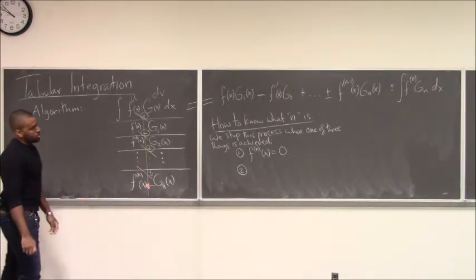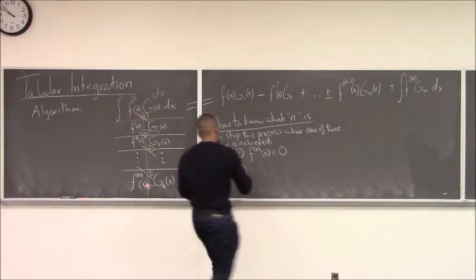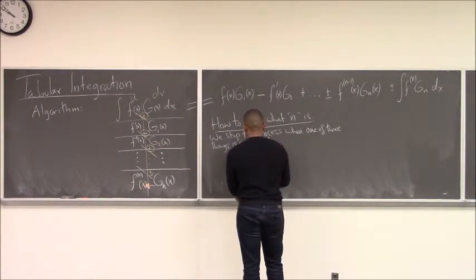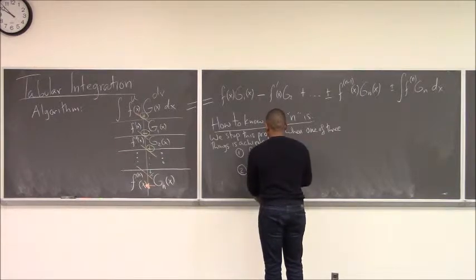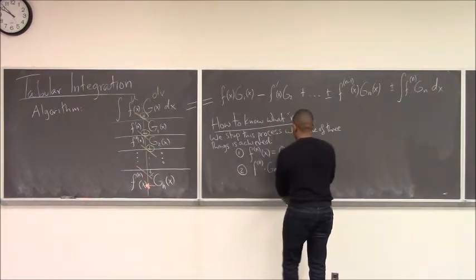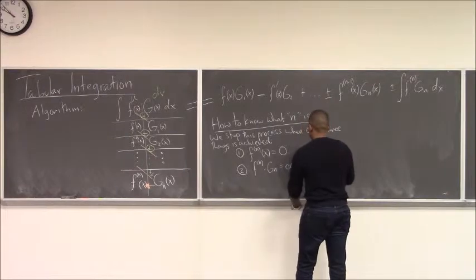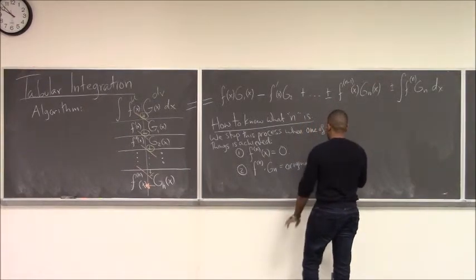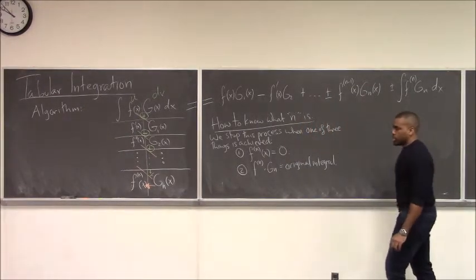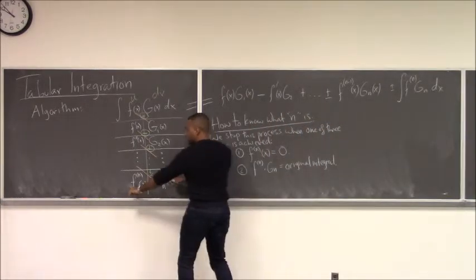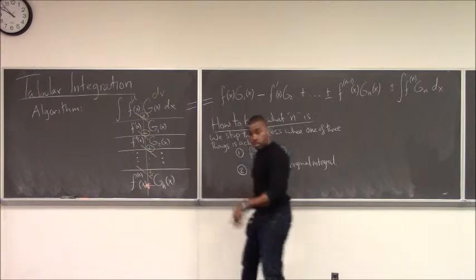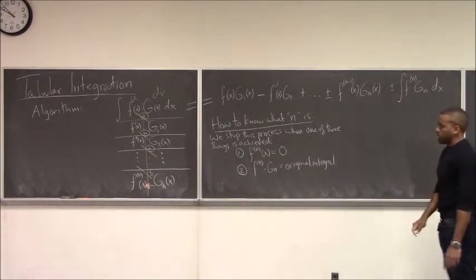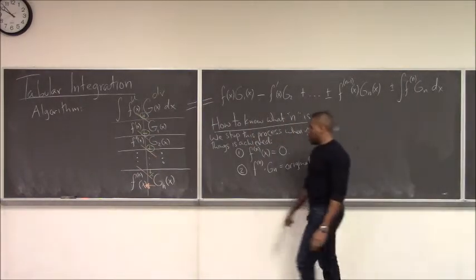Another thing that can happen is f_n times g_n is the original integral. So you stop the table as soon as you realize, when you look at these things beside each other, it looks like the original integral. That's like the revolving one. And you would stop the table at that point.